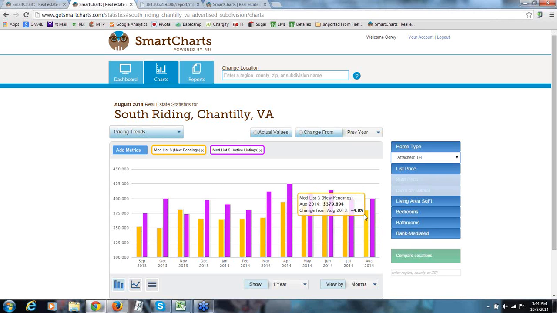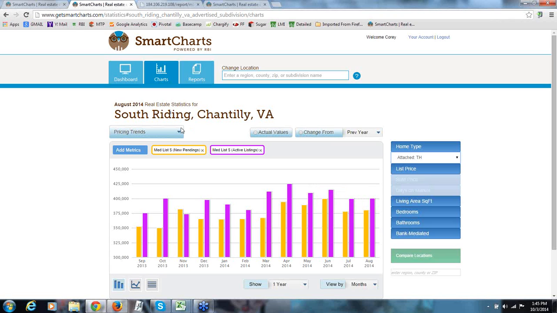I can see that what's selling is actually less than what folks on the active market are pricing at. So that's guidance that I can give to my buyer or seller, especially a seller. Say, hey, if we get it somewhere in between these two, you will have a better shot at moving more quickly.